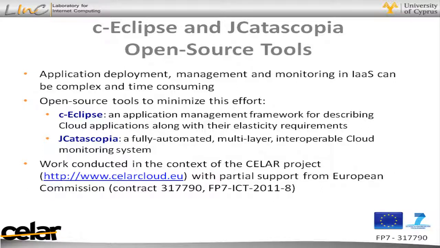To minimize this effort, two powerful open source tools are introduced: c-Eclipse, a cloud application management framework for describing cloud applications along with their elasticity requirements, and JCatascopia, a fully automated, multi-layer, interoperable cloud monitoring system. This work was conducted in the context of the SILR project with partial support from the European Commission.